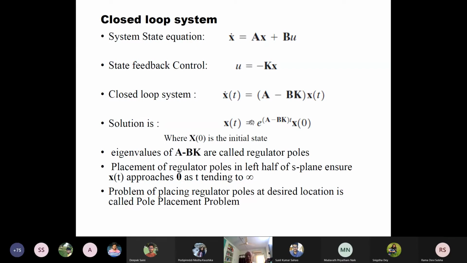Now in this solution, the A minus BK matrix is very important. It is related to the characteristic equation of the system, and the eigenvalues of A minus BK are called the regulator poles. If you remember, in the S domain, the roots of the characteristic equation are called the poles of the system. So here also A minus BK is the closed loop matrix, and its eigenvalues are called the regulator poles.